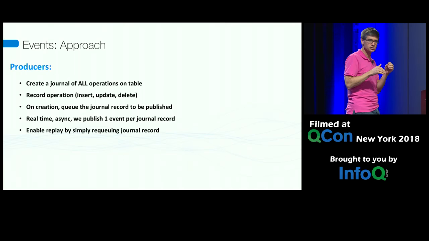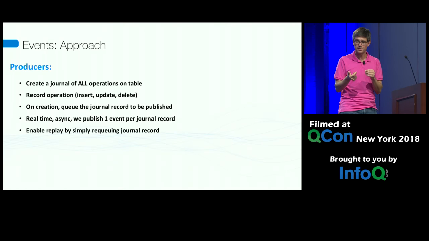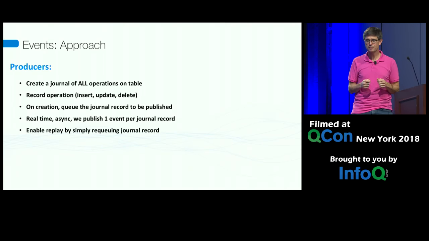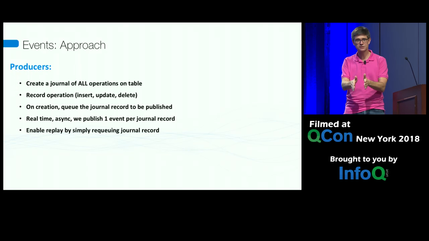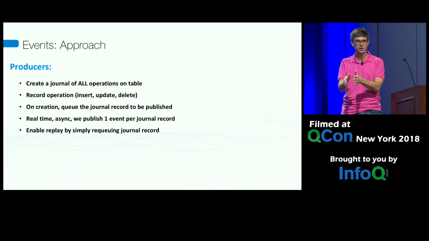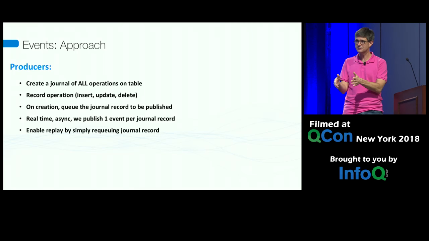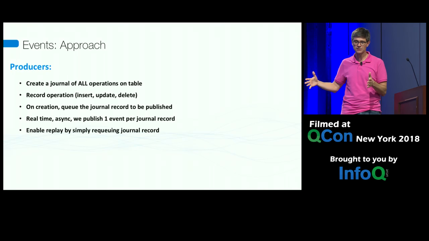When we insert into the journal table, we queue that journal record to be published. Real time, asynchronously, we publish one event per journal record, right? Insert into users, insert into journal users, insert into a queue that there is a journal record to publish, notify, we use actors, notify an actor that something has changed. Actor comes in, gets a bunch of work, and publishes them to Kinesis.